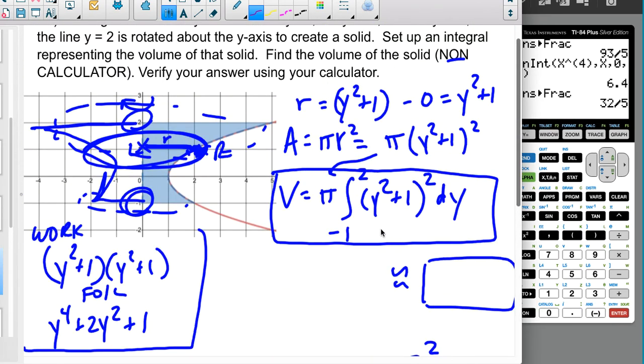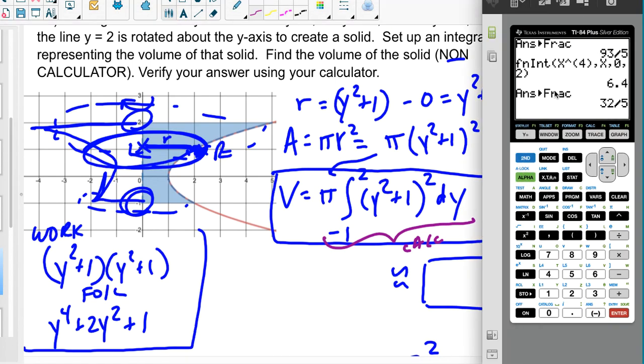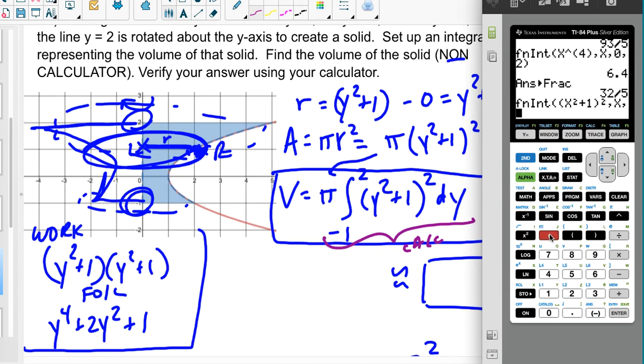Again, the smart way to check on the calculator is to do this piece on a calculator and then leave the pi next to it, right? So if I want to check it, what I'm going to do is go ahead and do math 9, right? And I'm going to do x squared plus 1 whole quantity squared, comma, with respect to x from -1 to 2, right?